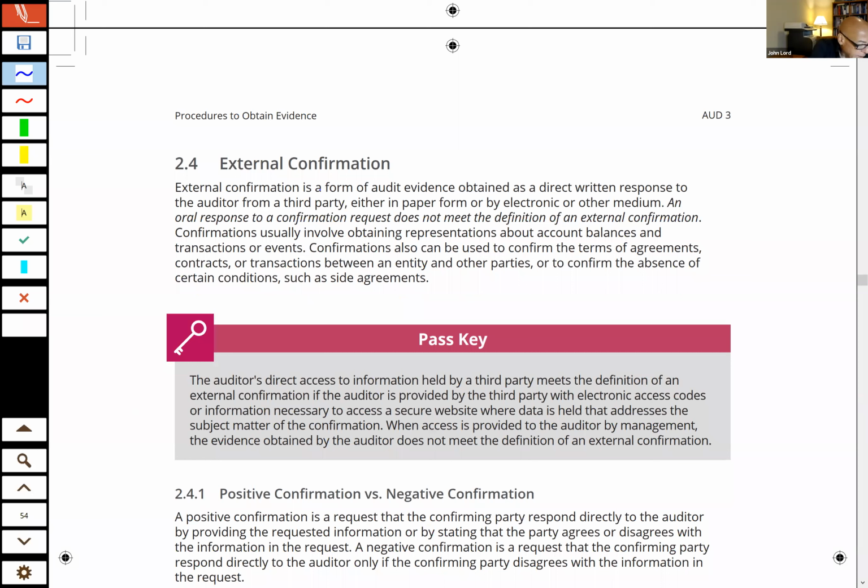Okay, good. Now you come over, and this is all a lot of much ado about nothing, but let's just take a look at external confirmation. An external confirmation is a form of audit evidence obtained as a direct response to the auditor from a third party, and it can be either in paper or electronic form. An oral response does not meet the definition of external confirmation. You've got to have either an email or a written document back.